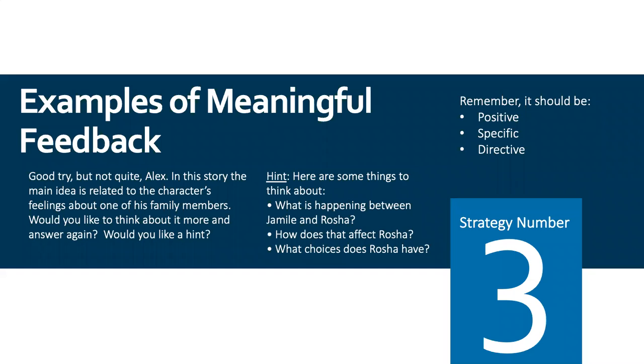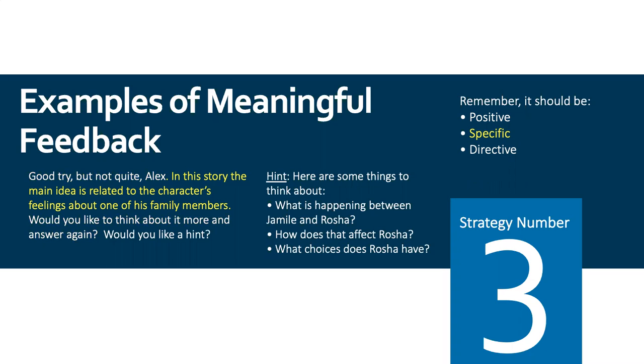So what are some of the things that are going on in this teacher's response? This is how the teacher responded formatively. Go ahead, Dr. Robertson. The positive part was he or she said, good try, but not quite, Alex. Would you like to think about it more and answer again? The child has power and control. They have some agency and authority. And next, they're being specific. In this story, the main idea is related to the character's feelings about one of his family members.